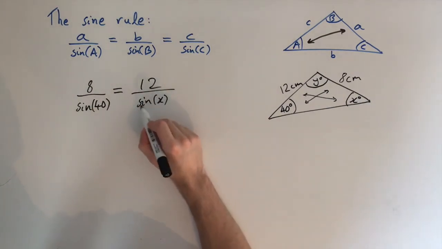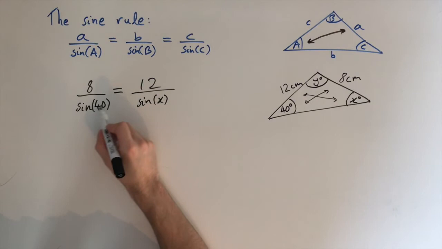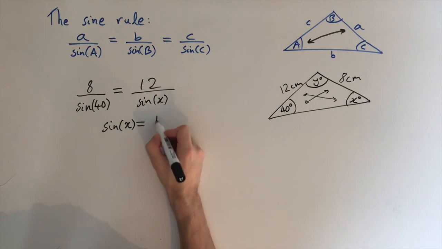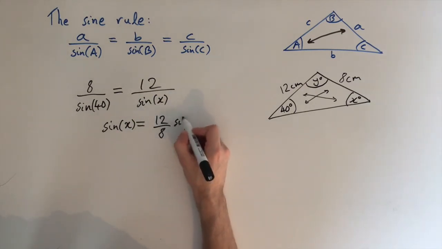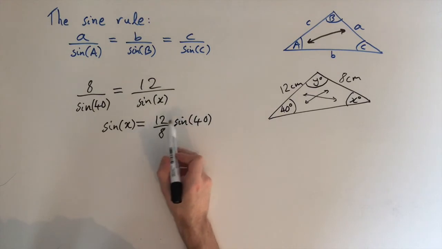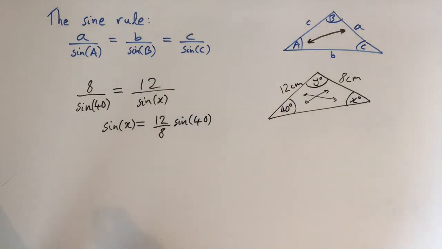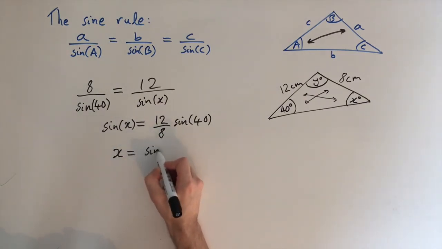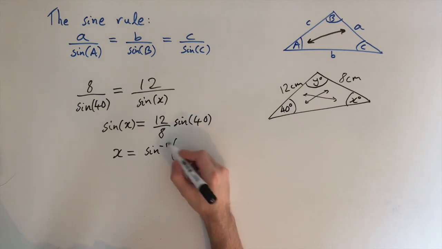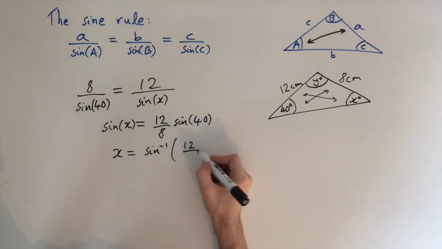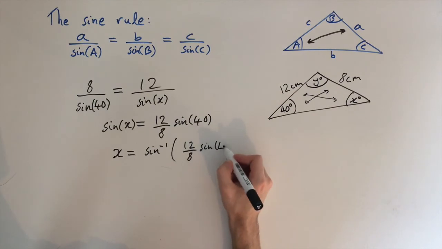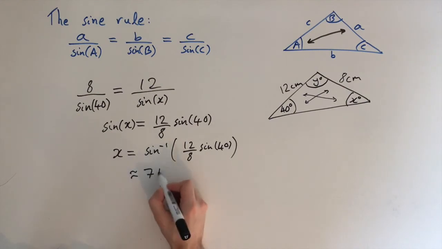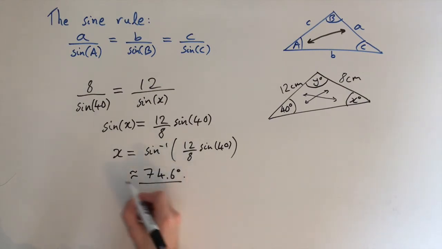Now we can just rearrange for x, and I can multiply by sine of x up here and multiply by sine of 40 up here, and we'll have sine of x equals 12 divided by 8 times sine of 40. This is just rearranging, it's equivalent to this line. And then to find out what x is, we just need to invert sine. We just need to apply the inverse of sine, which is something your calculator can do. So this is inverse sine of the right hand side, 12 over 8 times sine of 40. If you plug this into your calculator, it's going to give you the approximate answer of 74.6 degrees. So this is what x is.